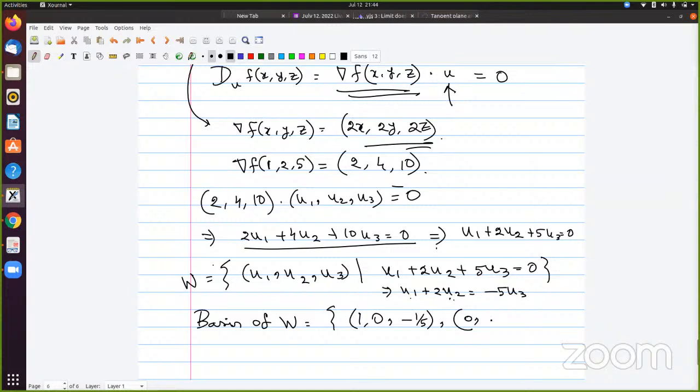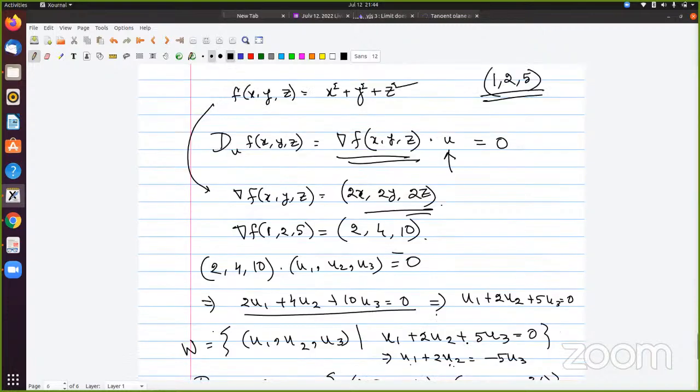And another one? Now U1 is 0, U2 you can take 1, right? And what should be your U3? Minus 2 by 5. Exactly. So this is the basis of W. This is a two-dimensional vector space, and this is one basis of W. You can create infinitely many bases, but this is one basis of W. Clear? This is a really good problem, and thanks for asking this.